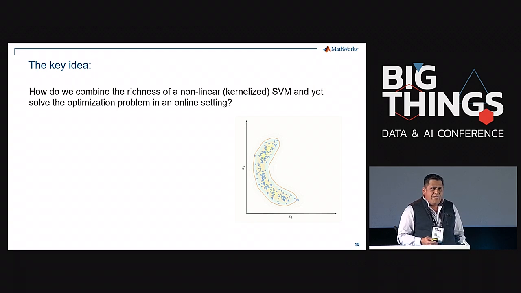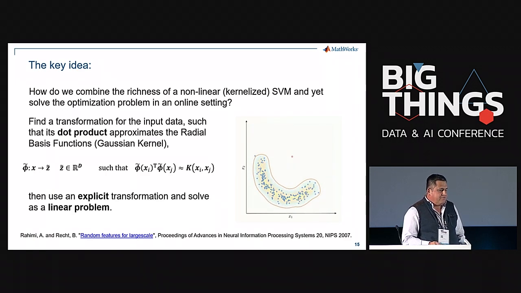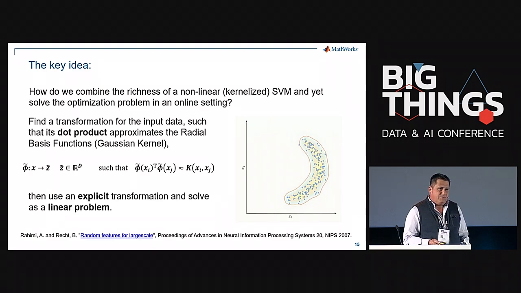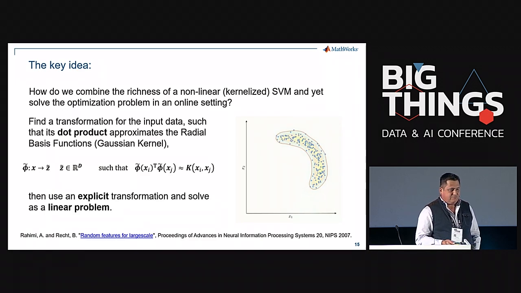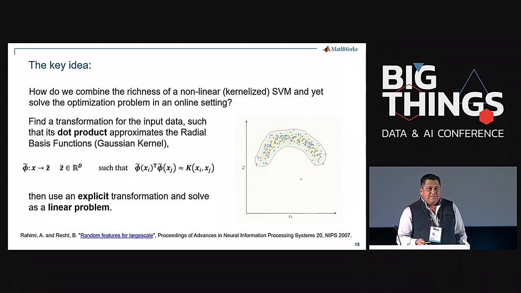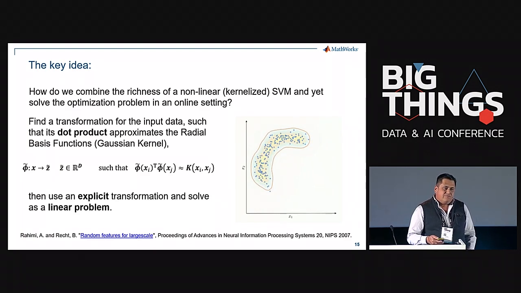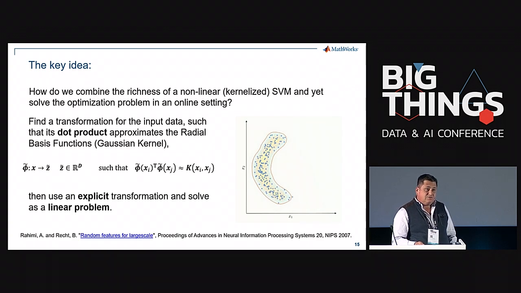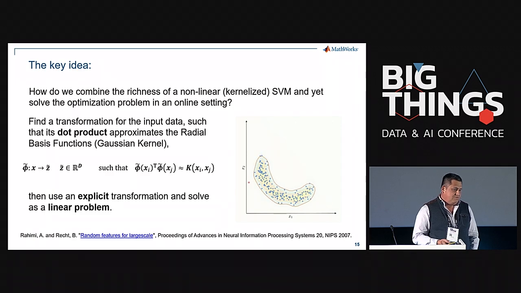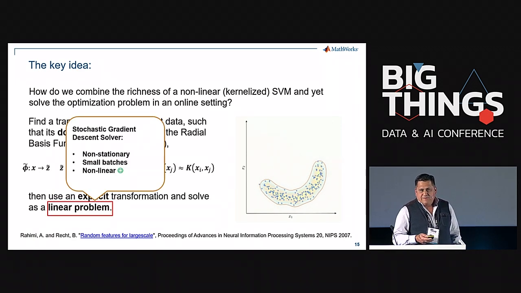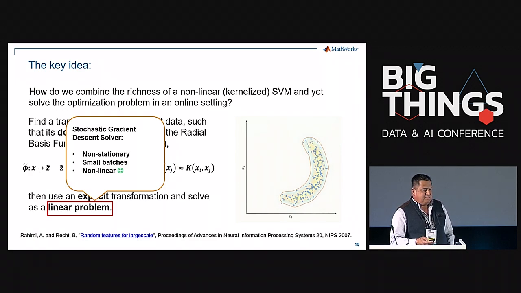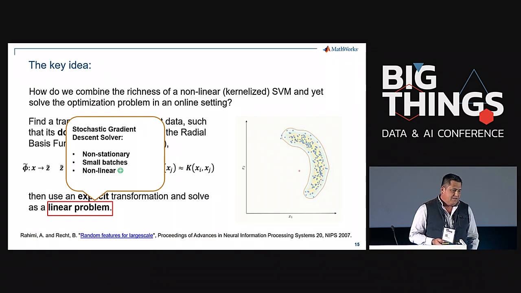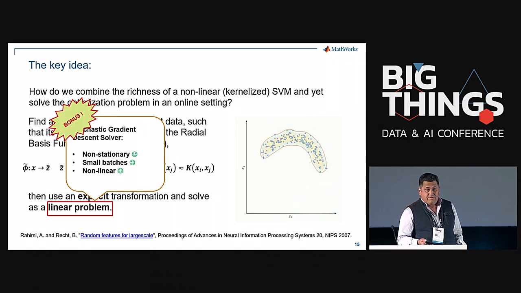So how do we combine the richness of the nonlinear SVM and still solve this problem for online streaming? Now we are going to use another result, from 2007. Rahimi and Recht said that, well, let's find a transformation for the input data such that the dot product approximates the kernel. The most common kernel is the Gaussian kernel. So that's not difficult. If that is the case, instead of using the kernel trick, we can use an explicit transformation, and then we just solve a linear problem with regularization. So that's great. That is what we're doing. There are many solvers for linear classification. We are using stochastic gradient descent. Okay, and we have a bonus because we are using stochastic gradient descent.